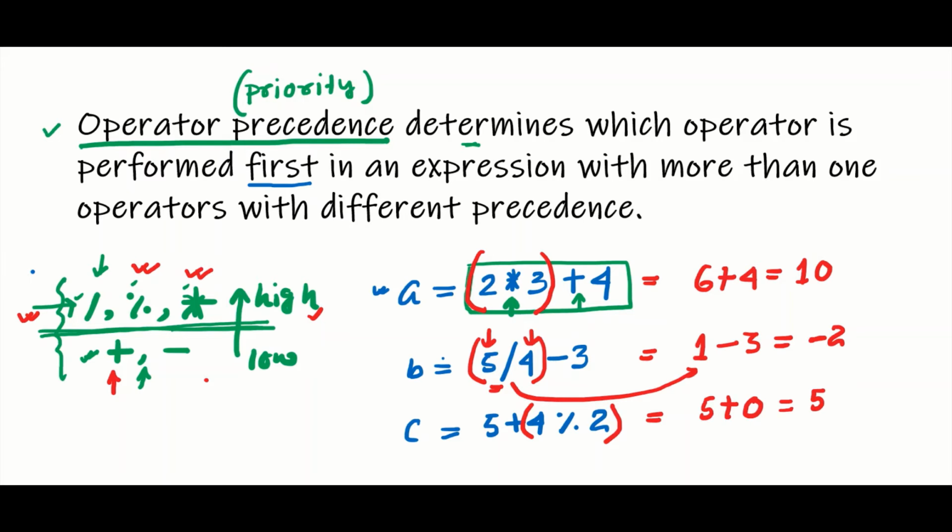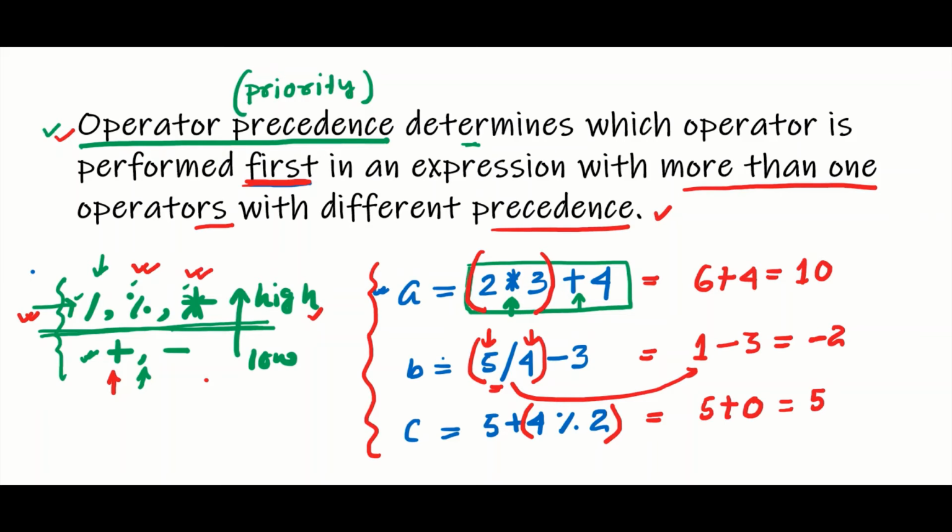So what we learned from here is that operator precedence is a mechanism which tells the compiler which operator will be evaluated first if an expression has more than one operator with different precedence. In all these three expressions, you can see two operators have been used, and both operators in all three expressions have different precedence.